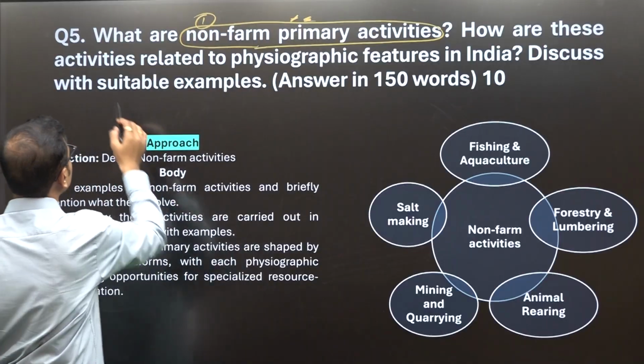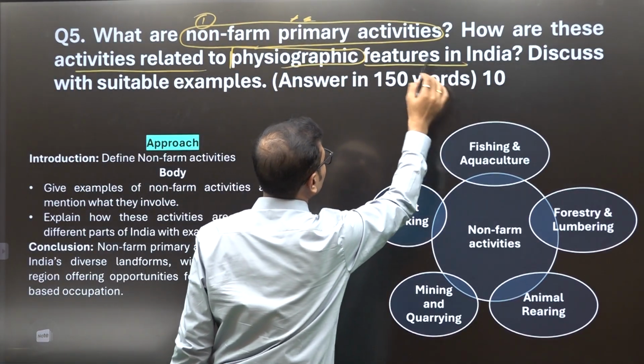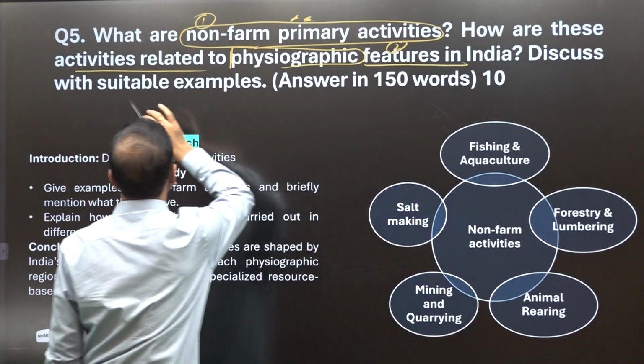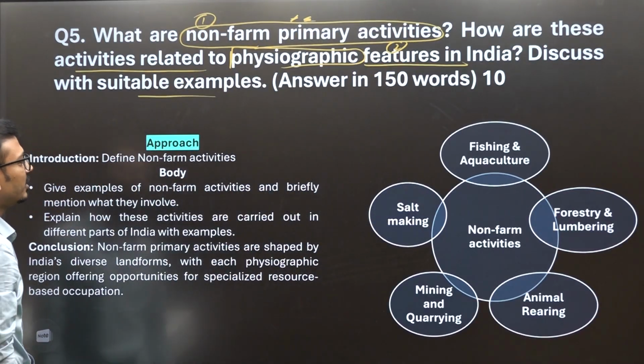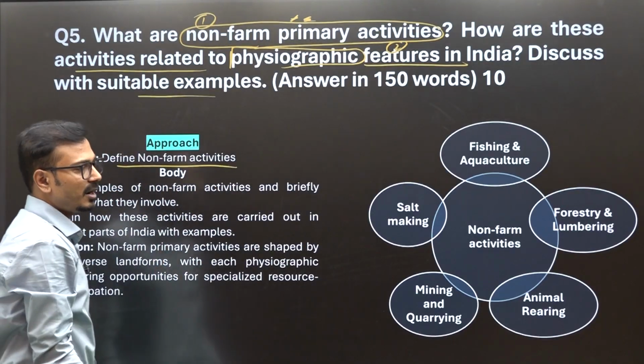Second, how are these activities related to the physiographic features of India? Discuss with suitable examples in the second part. In the introduction itself, you can first define non-farm activities.